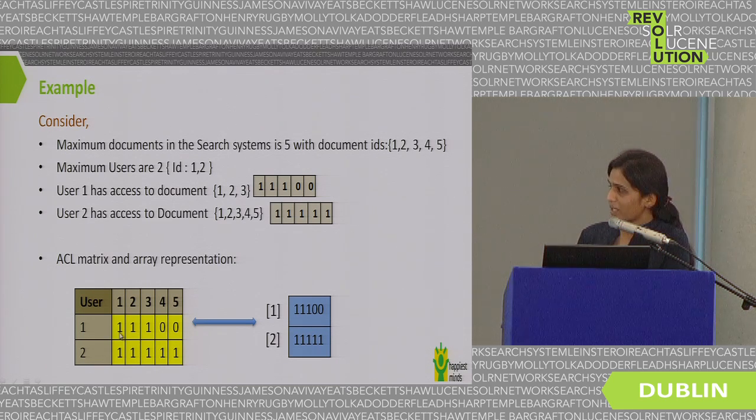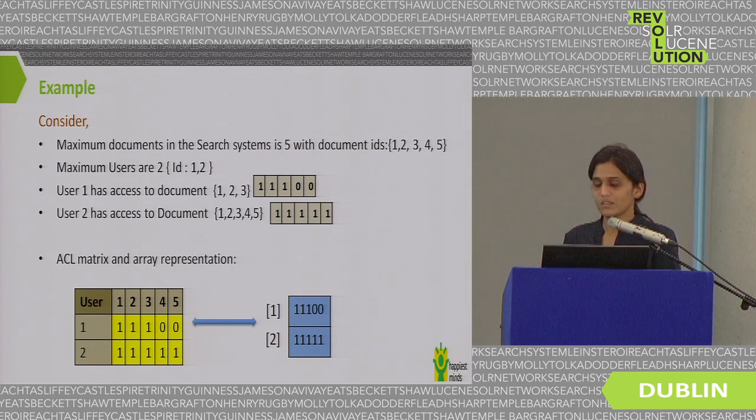So in our matrix, for 1 he has access, 2 access, 3 access, and for 4 and 5 he has no access, so we put 0 there. Also, user 2 has access to all the documents, 1, 2, 3, 4, 5, so we set all the positions to 1. Now we see the array of bits here. So it becomes 1, 1, 1, 0, 0. Now we are left with only the array of bits, so this is what we'll be handling for the implementation.